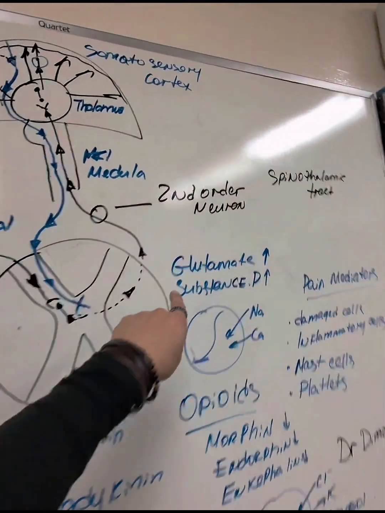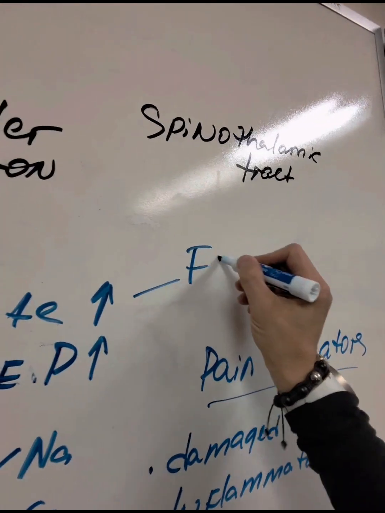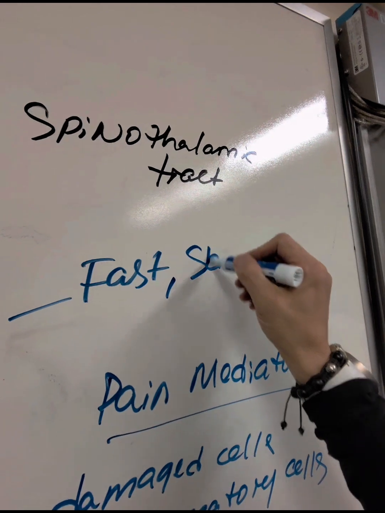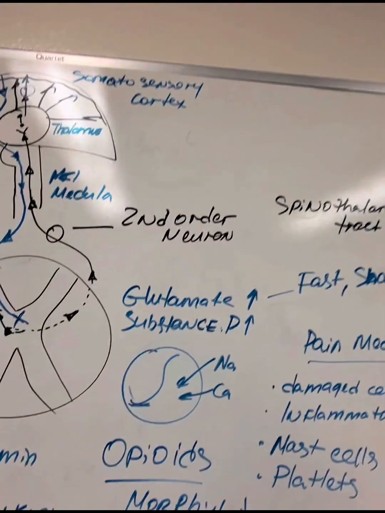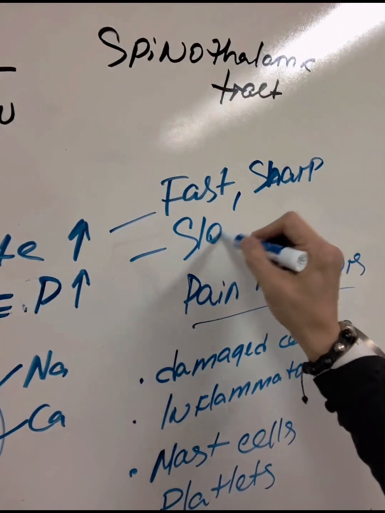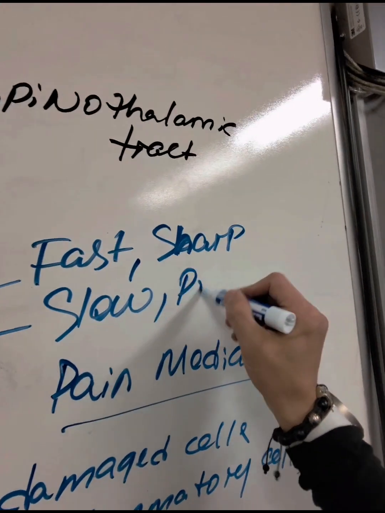And by the way, glutamate is a fast, sharp pain, and substance P is slow, prolonged.